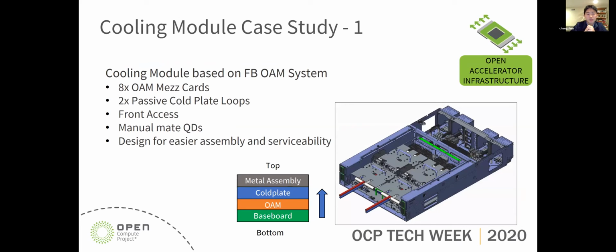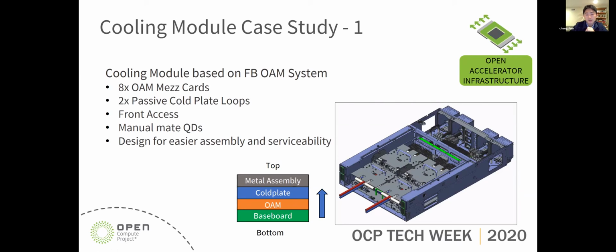This is a case study based on Facebook's OAM platform. In this system, it's a very typical OAM-based platform. It has 8 OAM mezzanine form factor cards and 2 passive cold plate loops, and the board and the cold plate assemblies are front accessible. For this particular case study, we use manually mated QDs. It's designed for easier assembly and serviceability. In the future, we'll also explore design solutions for blind-mate QDs.